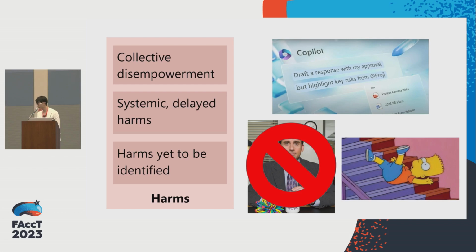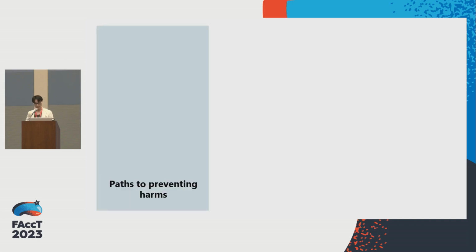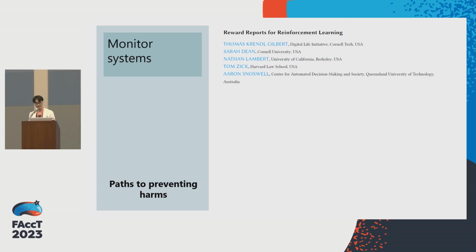Now, I've talked a lot about the harms. I'll finally finish with some of the ways that we identify in the paper to prevent such harms. The first is monitoring systems. So we could do things like trying to identify what exactly our systems are optimizing for, building on important work in the FAccT community like model cards and data sheets.